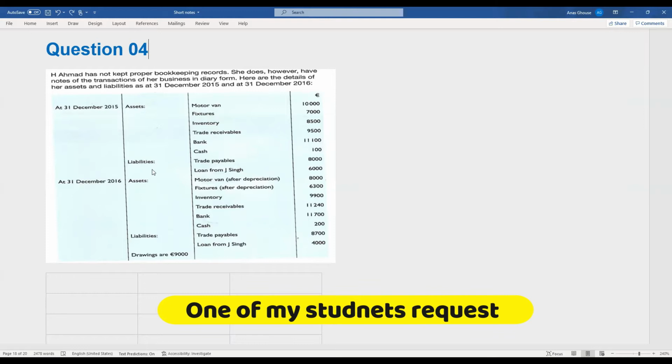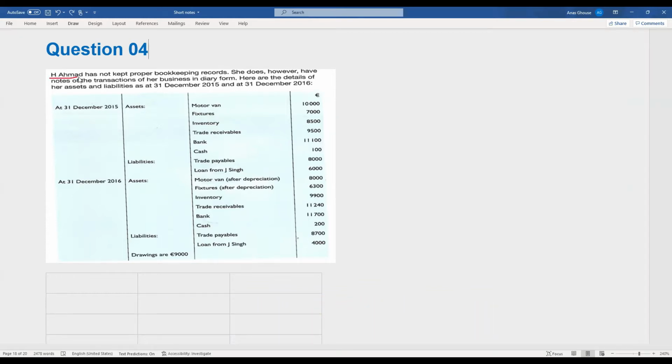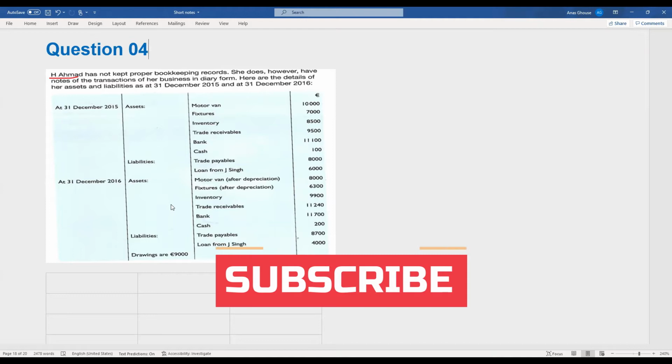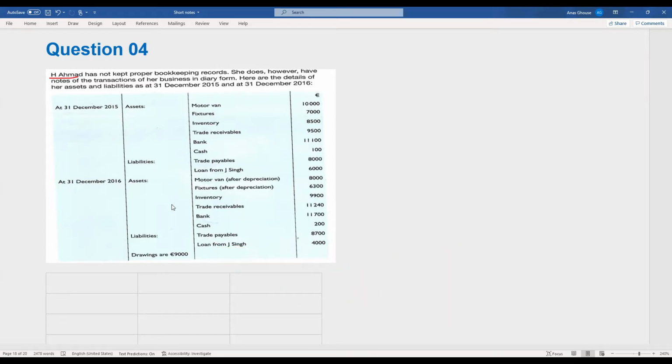Now let's move on to question number 4. As you can see, you are given a set of information. You are given assets and liabilities of H. Ahmed for 2 financial years. When you analyze the details, you can understand that the capital or the equity balance for both the financial years were not given. Therefore, you need to identify these balances. You are given assets and liabilities for 2 financial periods. This is as at 31st December 2015, and this is as at 31st December 2016. So 2 sets of information were given, only assets and liabilities.